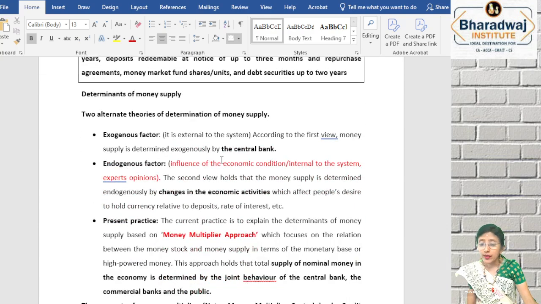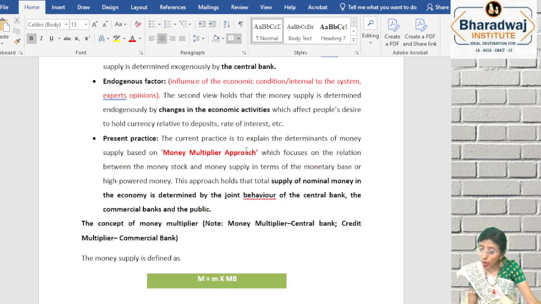And okay. Then two important theories of money: exogenous, endogenous. Exogenous means the central bank alone can determine. Endogenous is a more holistic approach: central bank, commercial banks and the public. That is what is the final theory. Theory given by Anna Schwartz and Milton Friedman. Expected question, new one. That's not the traditional one. Anna Schwartz and Milton Friedman has given. That is also popularly known as the money multiplier approach.